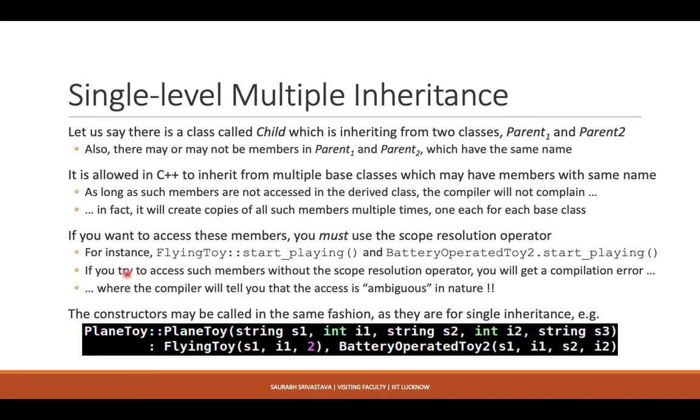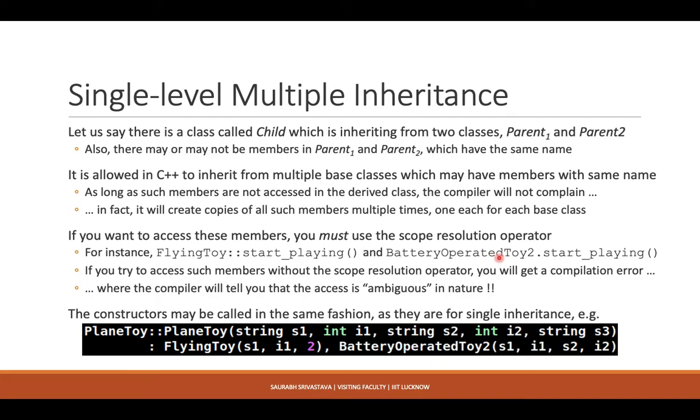Now if you want to access these members, then you must do it in an unambiguous fashion, right? If there is any ambiguity, then compiler is going to raise an alarm, right? So for example, this method, I think we have seen this, the start playing method. It is there in both flying toy as well as battery operated toy. So if you want to access this method, for example, with the help of an object of plain toy, then that is going to be a problem.